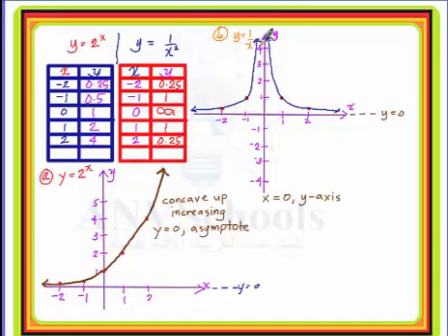So this is my graph for y is equal to 1 over x squared. Let's make it clearer. So 1 over x squared. Okay, now what are the similarities in here? Number one similarity is that they have a horizontal asymptote at y equals 0. So this is their horizontal asymptote.